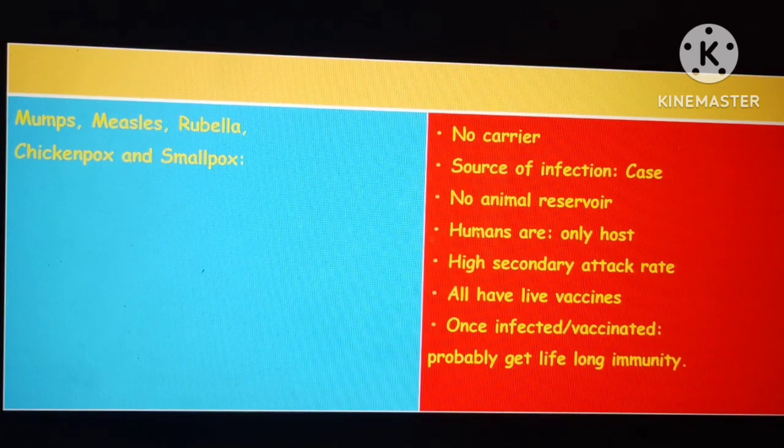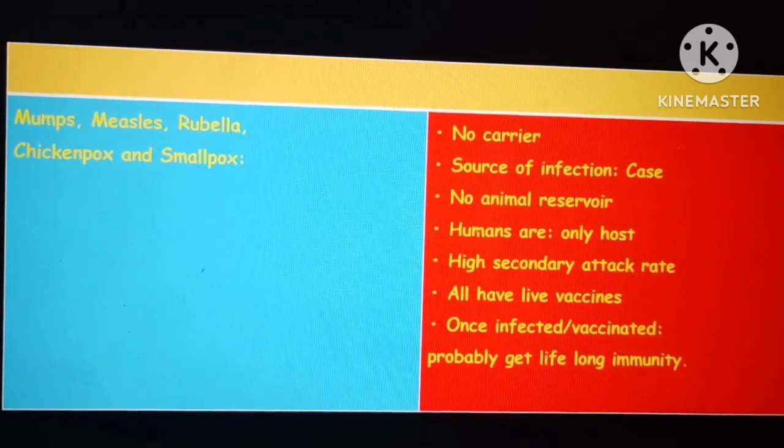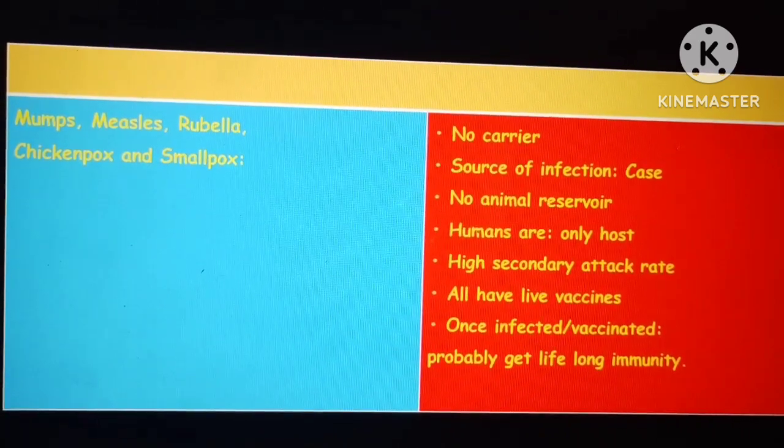Coming to measles, mumps, rubella, chickenpox and smallpox, there are certain points common to all these viruses. There is no carrier state, cases are the source of infection, and there is no animal reservoir. Because of these points, smallpox was easy to eradicate. There is a high secondary attack rate and all have live vaccines. The important point is that once they get infected, they get lifelong immunity.